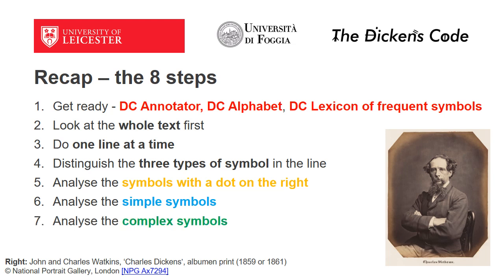Then you look carefully at the complex symbols, divide them up into their component shapes, find the letters that the shapes correspond to in the alphabet and lexicon, and write them down. Finally, you look at all your transcribed line as a whole and try to fit your possible transcriptions into a coherent sequence of words that make sense.